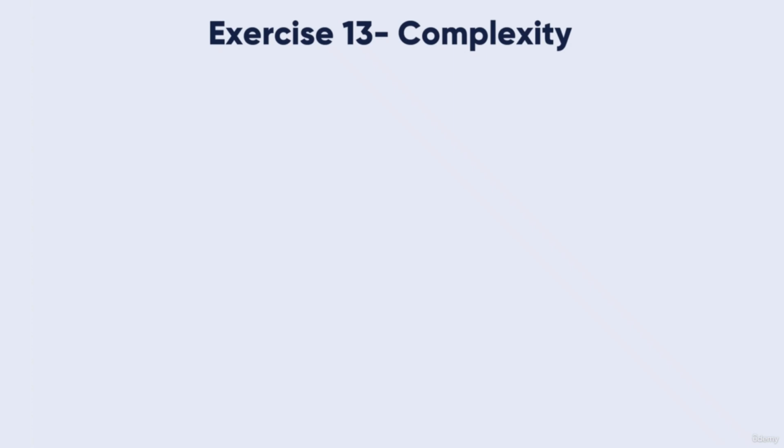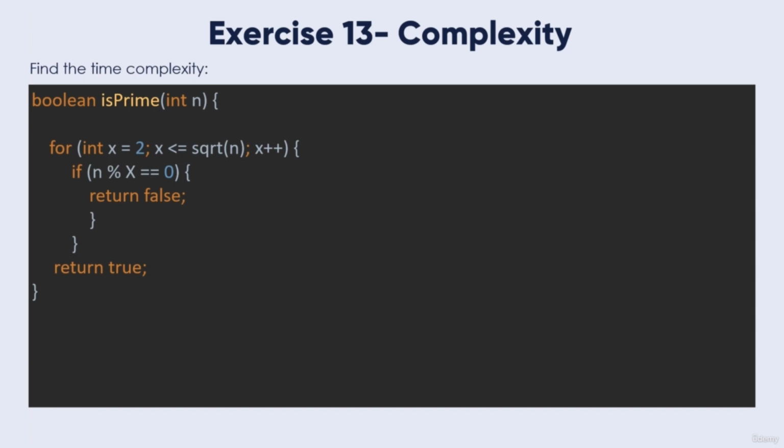Hello, my friends, and welcome to exercise number 13. We are asked to find the complexity of the isPrime method. It is of boolean return type, and it takes the parameter int n. So we have a for loop, with the starting condition x equal to 2 and the stopping condition x less than or equal to the square root of n, and x plus plus.